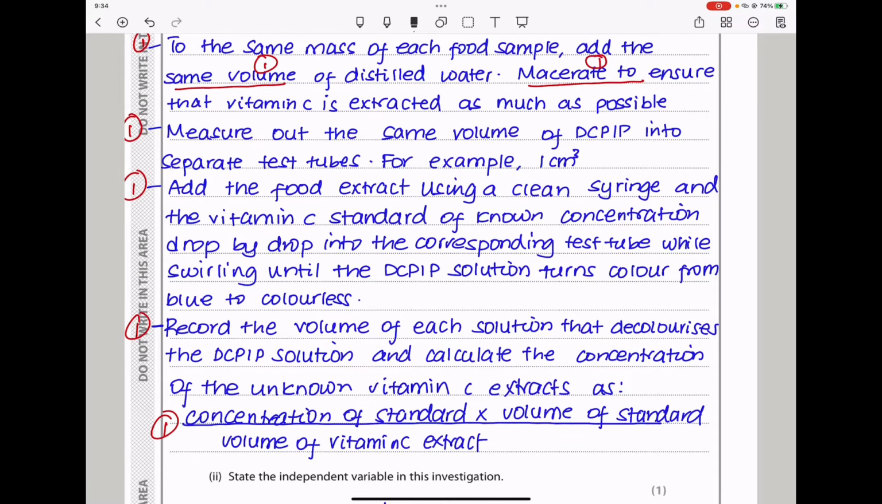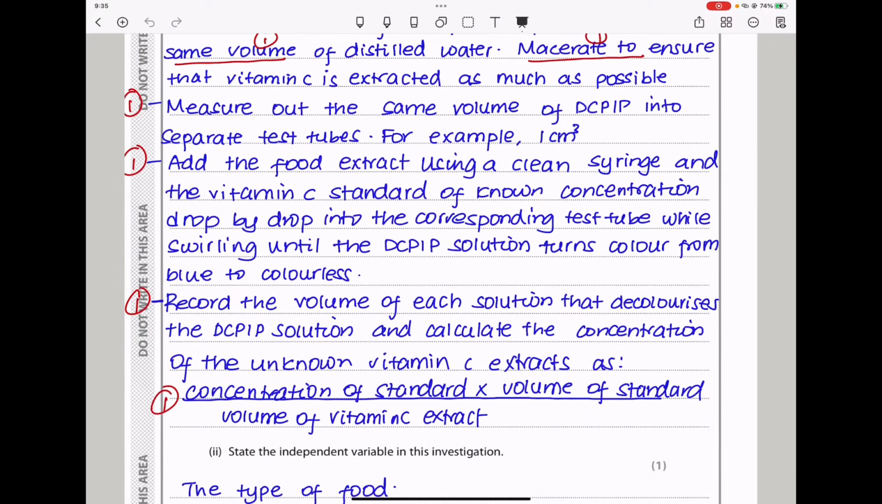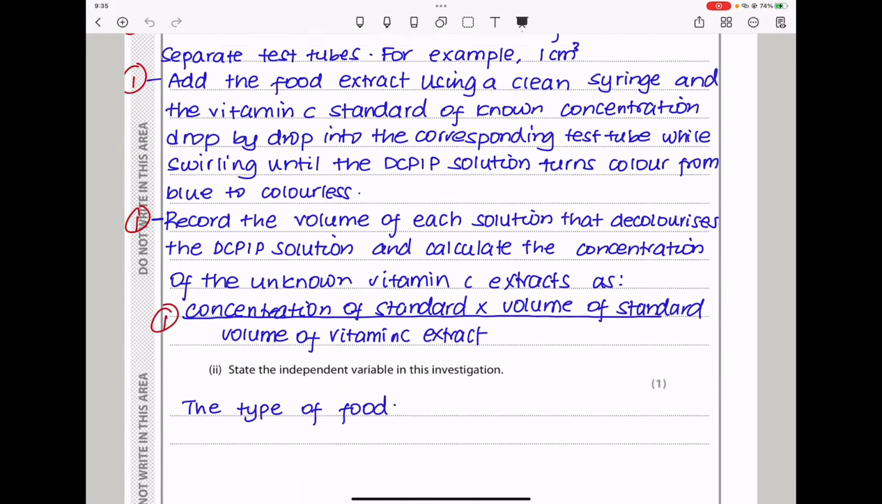As you can see here, it's going to be the concentration of the standard times the volume of the standard divided by the volume of the vitamin C extract. So we can see this is 1, 2, 3, 4, 5. There are already 5 marks even before these two. So if you had written something close to this, you would get the 5 marks.